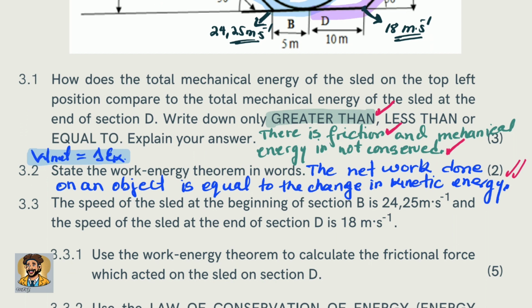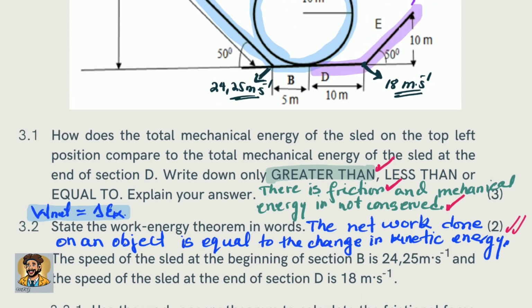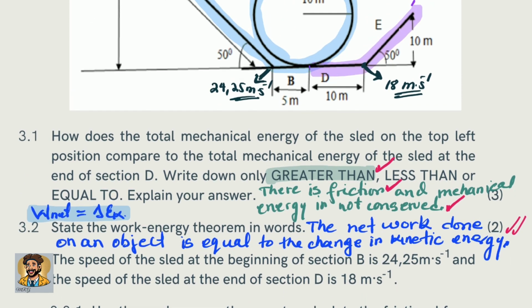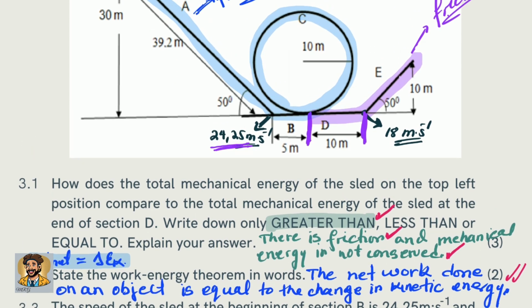Now use the work energy theorem to calculate the friction force which acted on the sled on section D. So now we are speaking about the friction that is in this section here. The speed at the beginning of section D is going to be that 24.25, because in sections B and C there is no friction, so that speed stays the same.